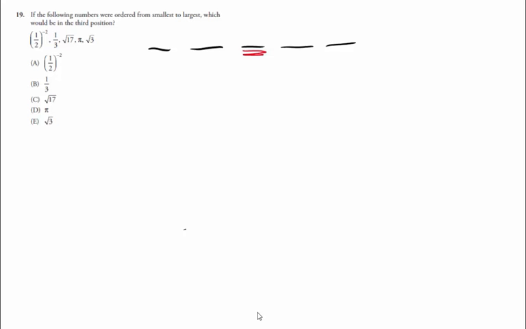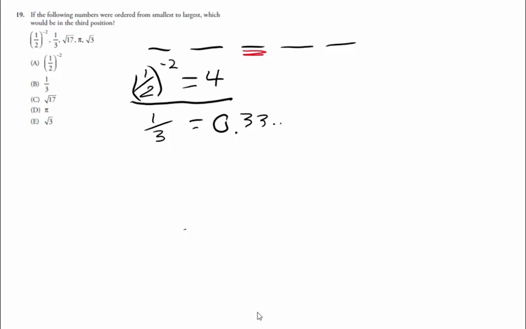Let's begin with 1/2 to the -2. That's actually equal to 4. We flip it and then square it. I'm going to put a line and go to the next number. 1/3 equals 0.33 repeating. Also could write it as 0.3 with a bar over the 3.